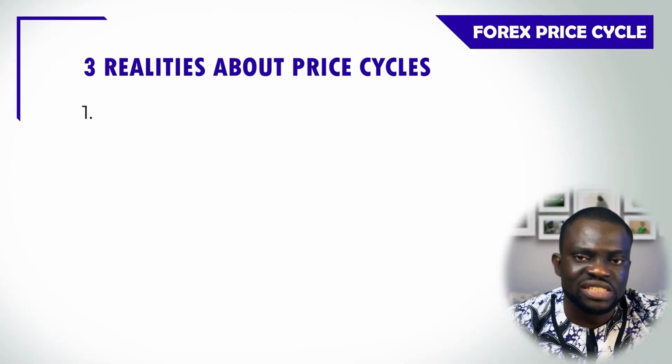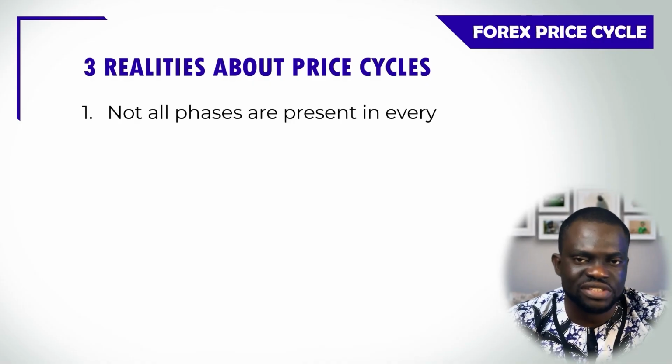Once you fully understand these cycles, reading price becomes easier. There are three important realities about price cycles that I need to point out. The price cycle structure examples explained earlier are textbook structures. Not all cycles will be that perfect with all phases present and orderly. This is why we need to touch on three realities about price cycles. The first reality is that not all phases are present in every cycle. Sometimes a phase is skipped or a move is cut short.